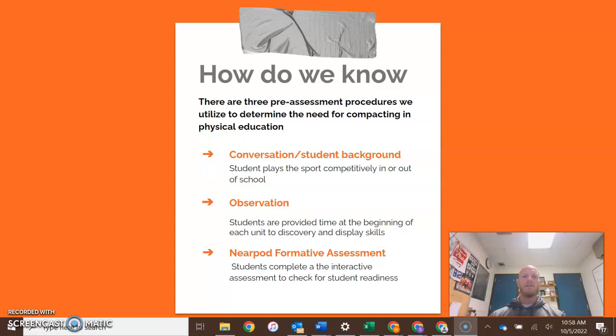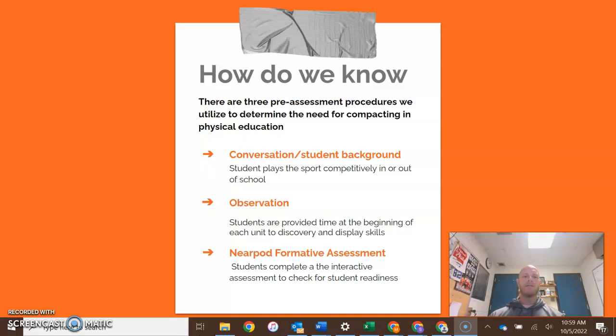Also, we have the students fill out a survey at the beginning of class, which highlights their likes, dislikes, some of their history with physical education activities, whether that's in the weight room or other sports they may play inside or outside of school, or that they just simply have a history of. The next would be observation.